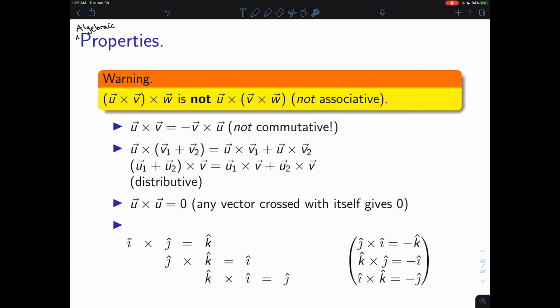So the big warning about cross product is that it is not associative. You cannot move the parentheses like that. U cross V cross W, you will get a different answer if you do U cross V and then cross with W versus if you do V cross W and then cross U onto that. And for that matter, it's also not commutative. U cross V and V cross U do not give you the same answer. They are not equal. They're opposites. They're minus of each other.